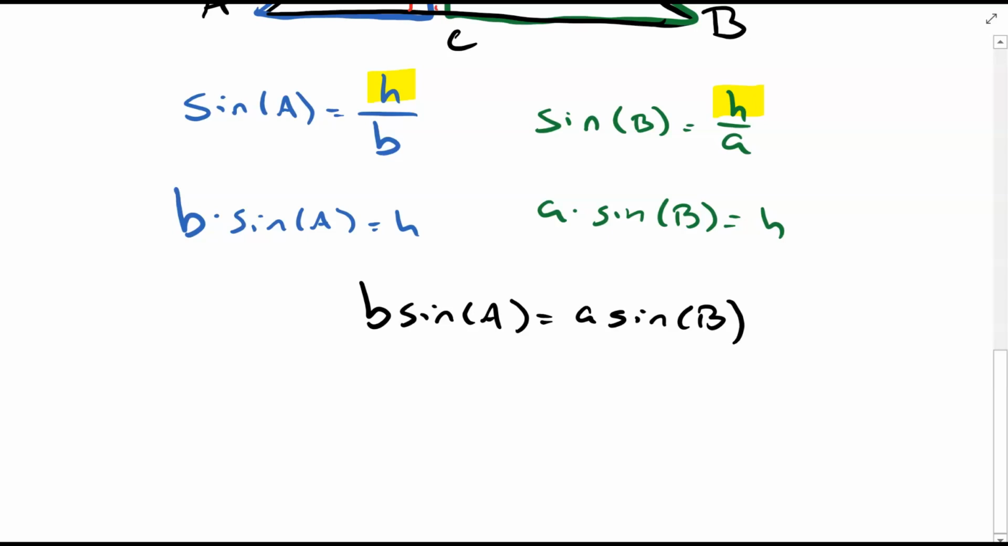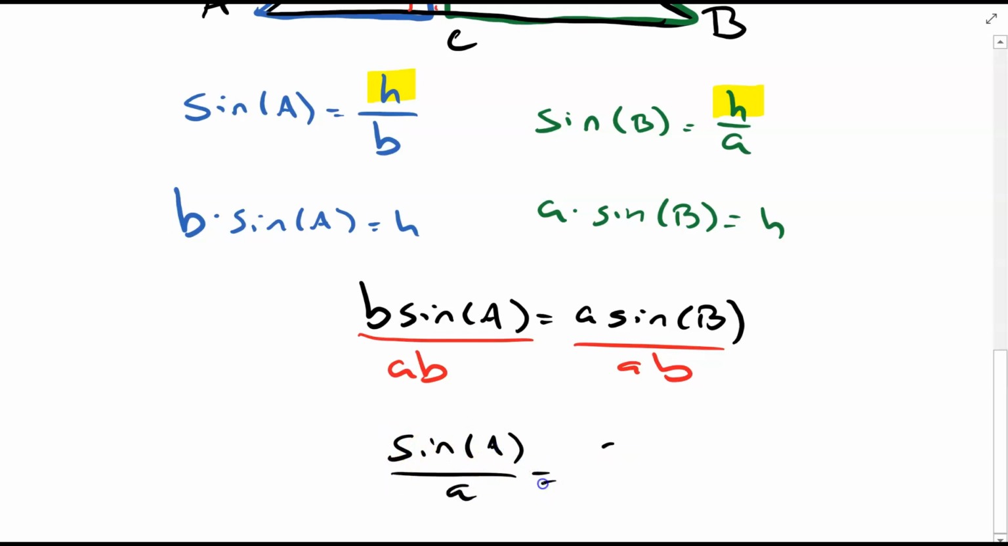Everybody so far so good? Okay. What I'll do now is divide both sides by ab. So I'm left with sine A over a is equal to sine B over b. Everybody so far so good? Happy with this?